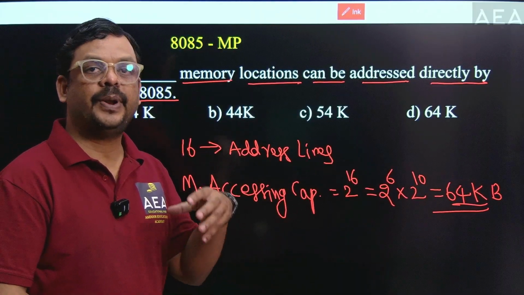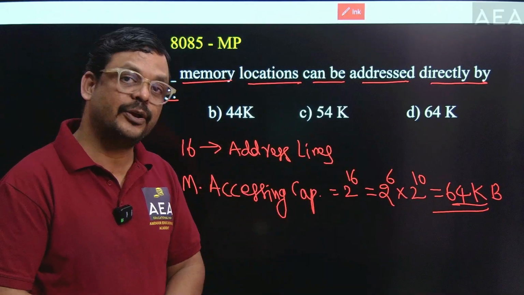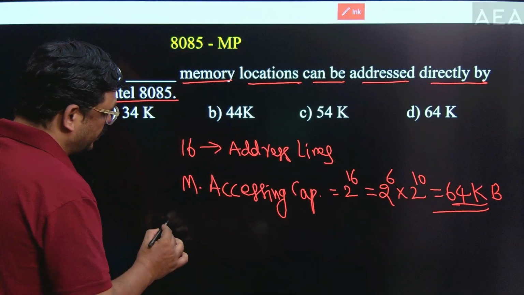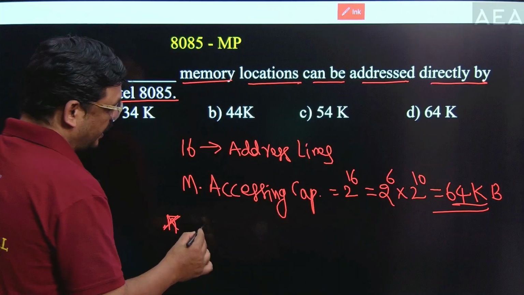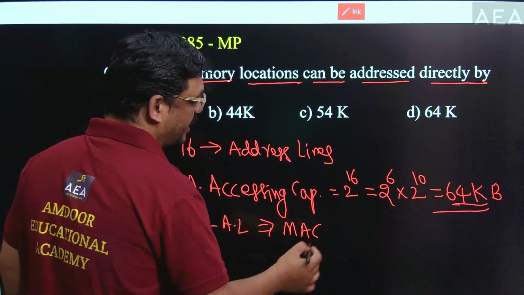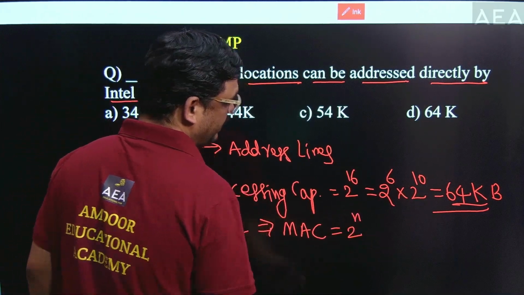So every microprocessor internally has the address bus. The memory accessing capacity of the microprocessor always depends on the number of address lines. Let us assume if the microprocessor has n address lines, then the memory accessing capacity, MAC, I am writing now, memory accessing capacity is 2 to the power of n bytes.